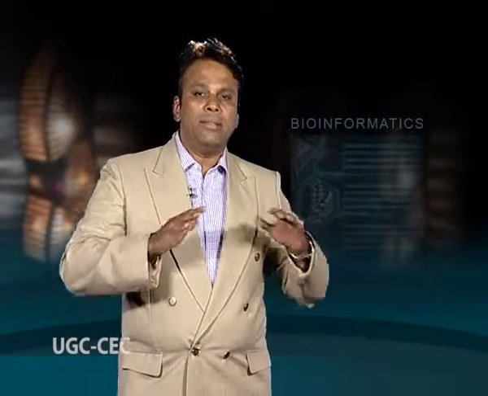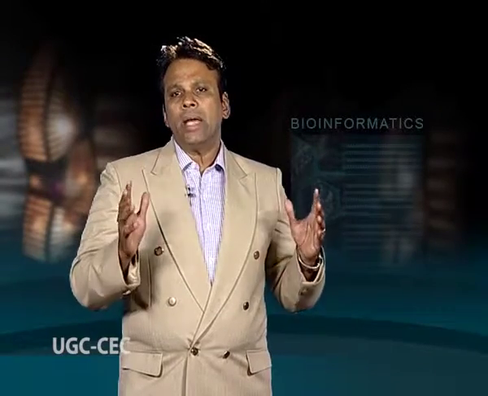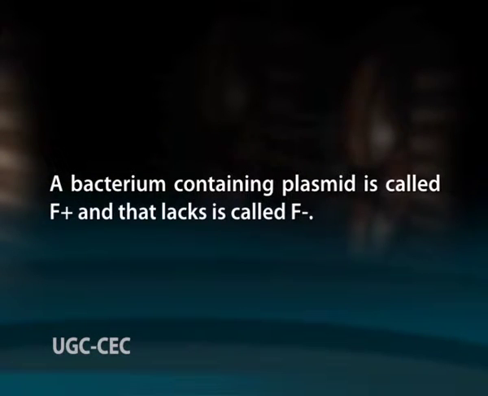Ribosomes are present. Genetic information is carried by a single circular DNA present in the cytoplasm. This is called bacterial chromosome and it represents the nucleoid. In addition to bacterial chromosome, the cytoplasm contains plasmid, episome, fertility factor, sex factor. Plasmids are an extra chromosomal hereditary material that exists in an autonomous state. It contains some genes. A bacterium containing plasmid is called F plus and that lacks it is called F minus.